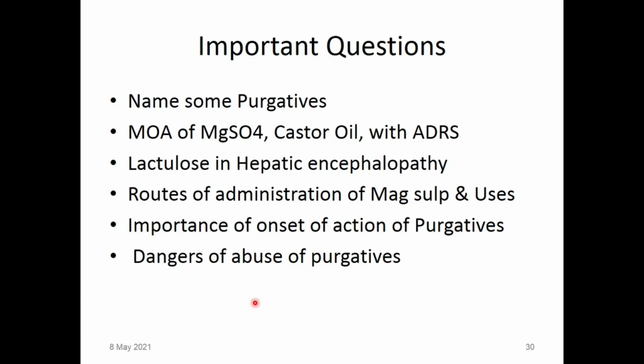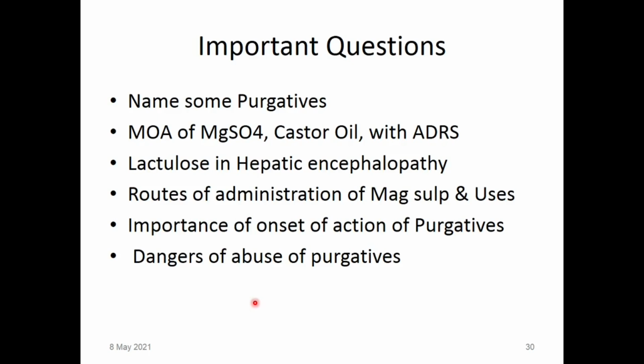Magnesium sulfate is a drug which can be used by all three routes, and different routes have different functions. For example, if we give it IV, it is an anticonvulsant and antihypertensive drug. If we give it orally, it is an antacid and laxative. If we give it locally, it is an antiseptic agent. So it has very different types of action depending on its route.